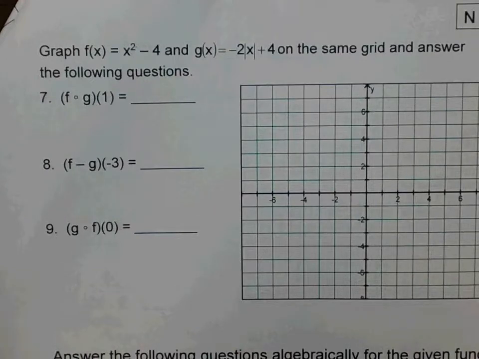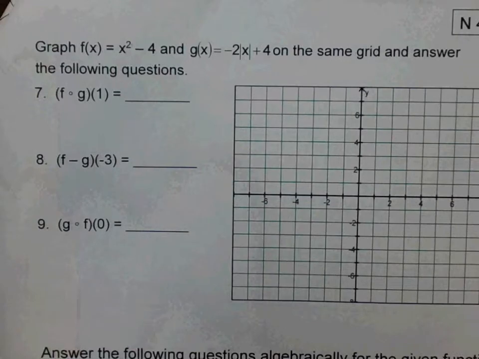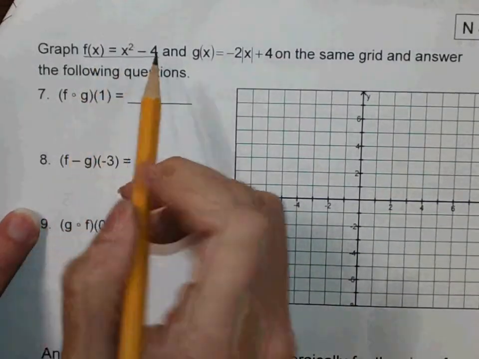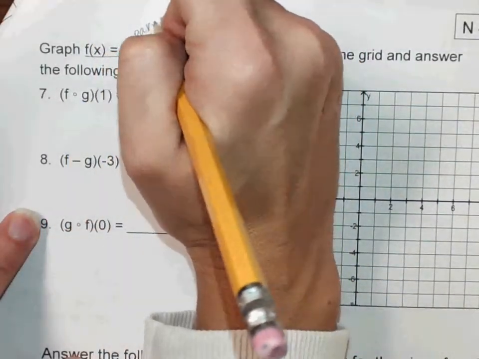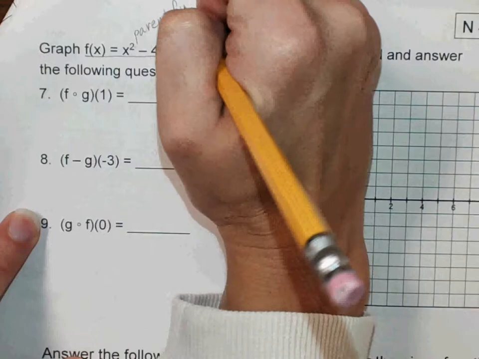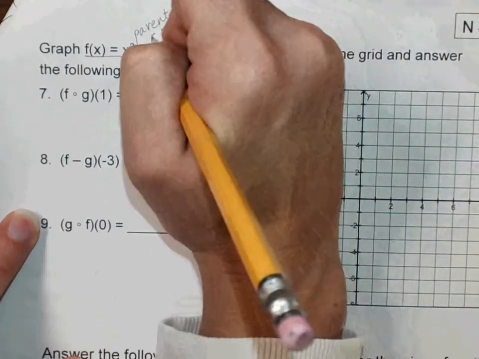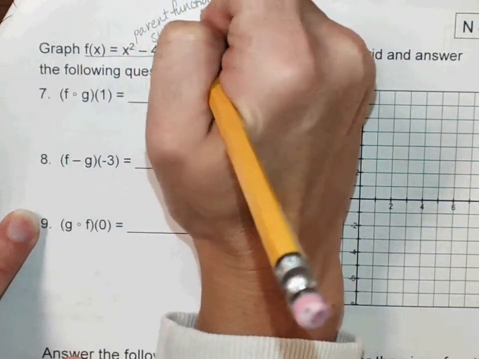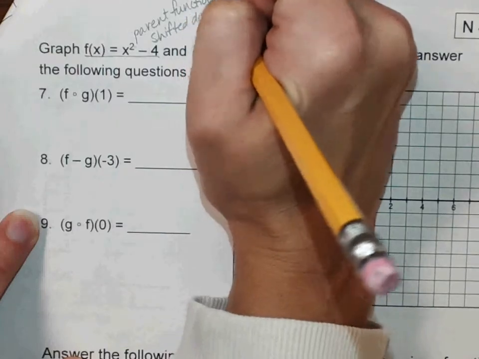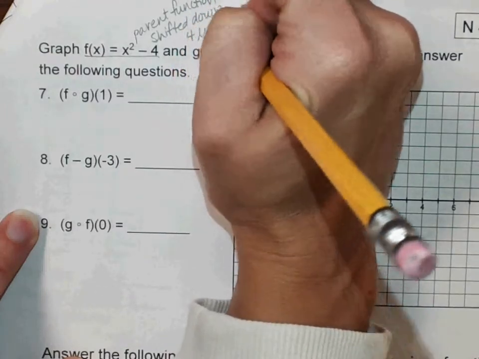F of x equals x squared minus 4 is a parabola. And it is the parent function of the parabola shifted down 4 times. And so for this one right here, it is the parent function shifted down 4 times.